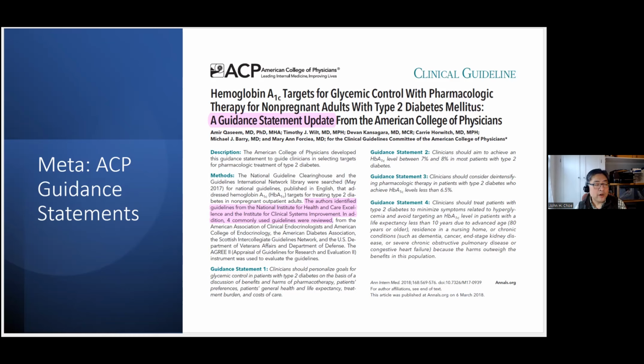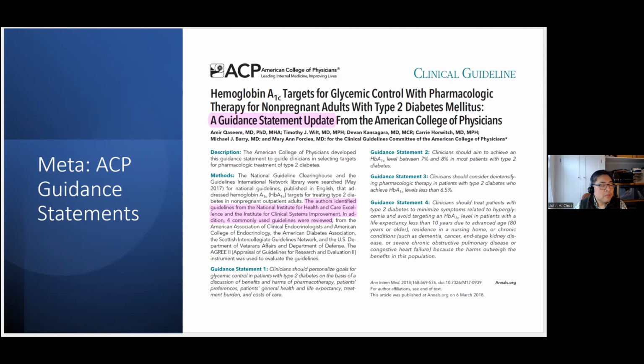So again, you have to take into account that ACP has a particular point of view and is more of a generalist perspective. But if you wanted to start somewhere and were overwhelmed by seemingly multiple competing and contradictory guidelines, that's not a bad place to start. The caveat is that they haven't done it for a lot of things, but if one of these meta statements, these guidance statements from ACP, exists, you might start there as a place to look.